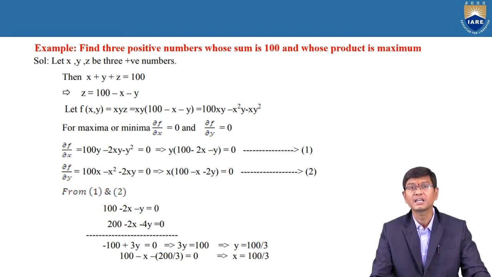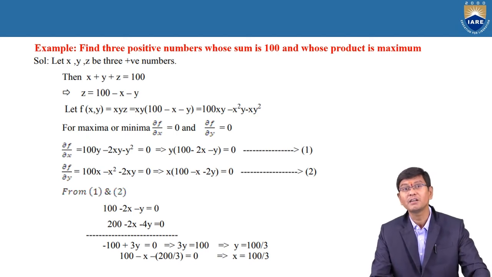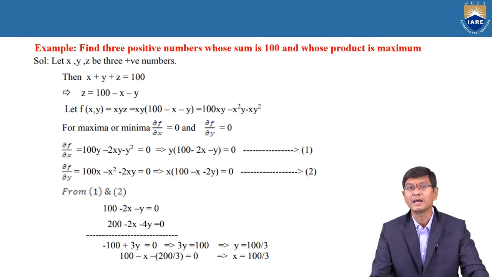So we consider x plus y plus z is equal to 100, and using this equation we need to convert z in terms of two variables. Why? Because this problem involves an equation in three variables, but we need to convert it into two variables. So z is equal to 100 minus x minus y, and the function is f of x comma y equals xyz, because the product is to be maximum. That product is nothing but xyz.